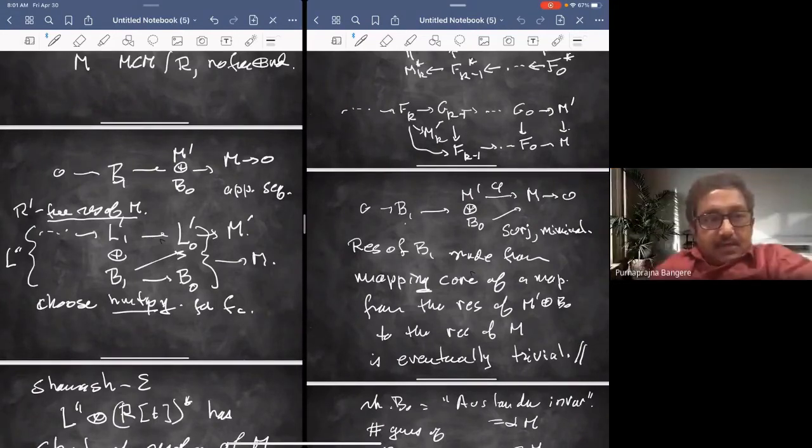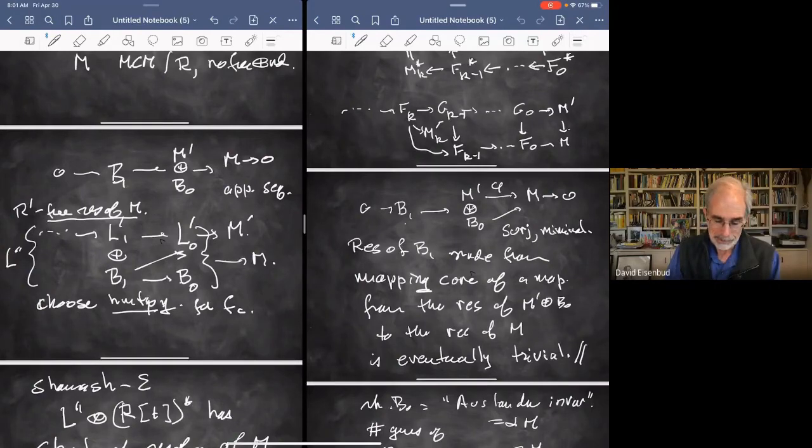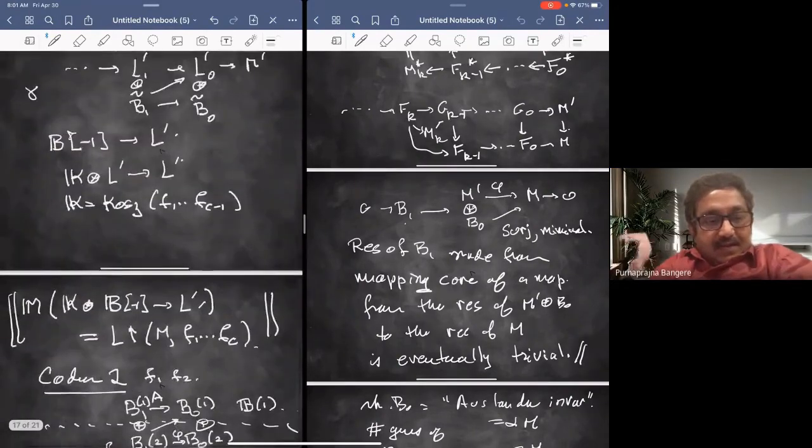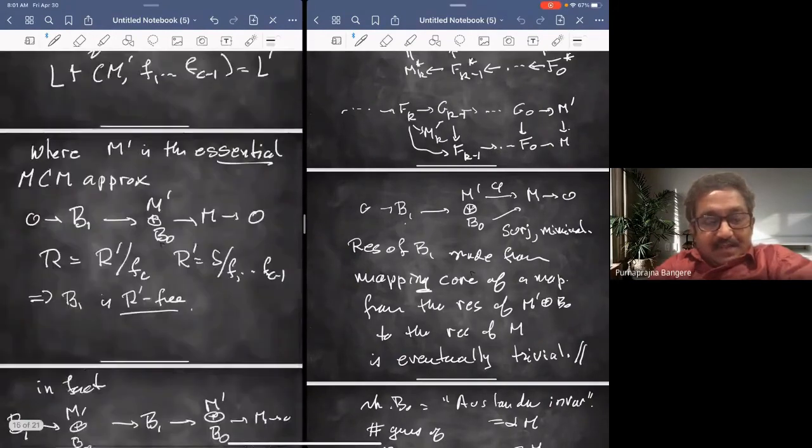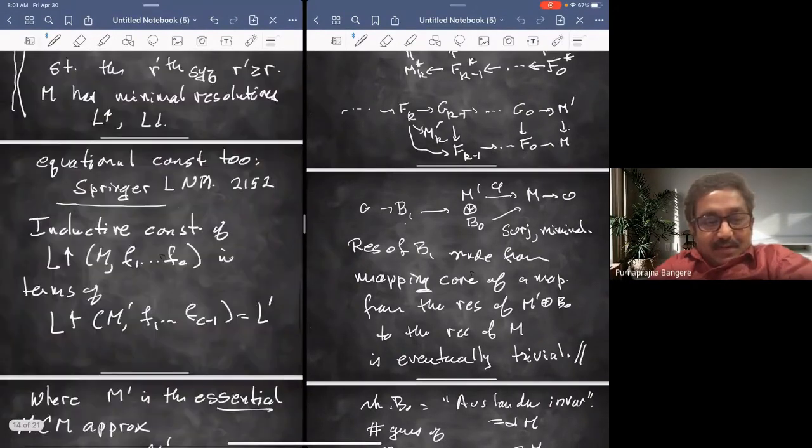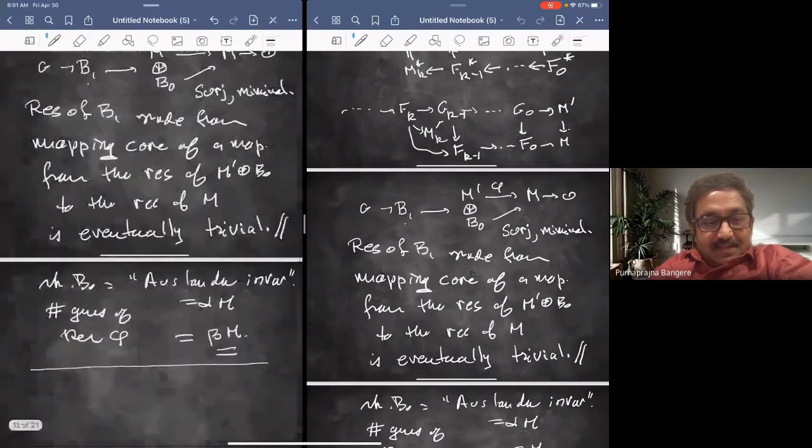I have a question. So when you wrote this construction for codimension 2, it reminds me of a homotopy category of two complexes. Is there anything to that, or is it just an illusion?